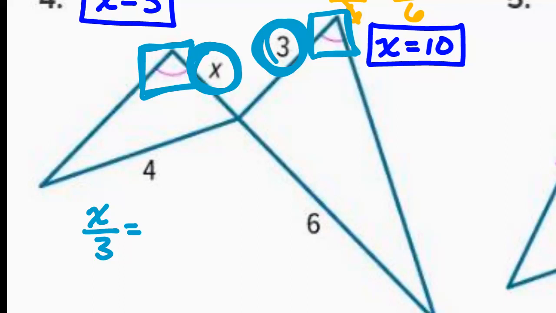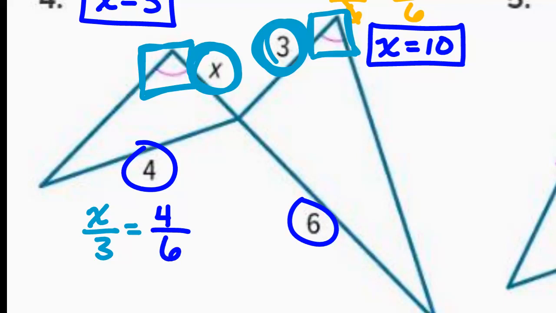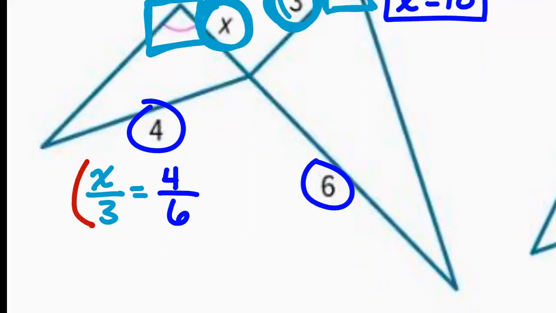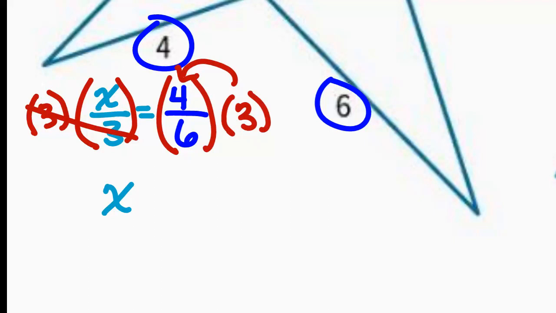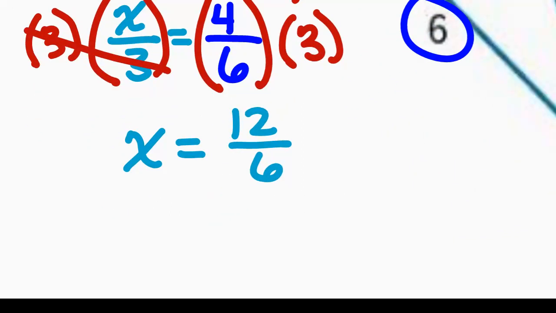Which number, the 4 or the 6, would have to go in my numerator? The 4. Same triangle as the x, and x is in my first numerator. So 4 over 6. To finish solving this for x, we're going to multiply by our denominator of 3. You can multiply by the denominator of 6. It's just going to give you an extra step that you will need to go through to finish solving, but it is not incorrect. So x equals 12 over 6, and 12 divided by 6 is what? 2.